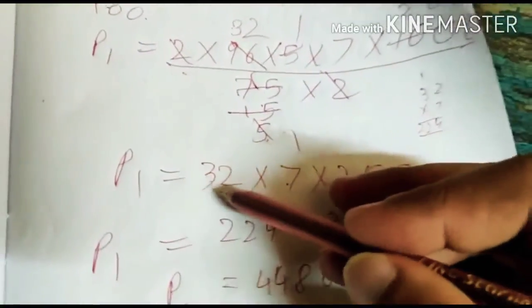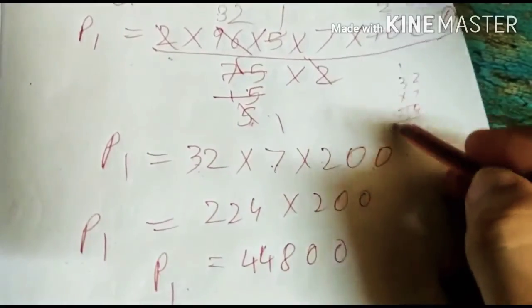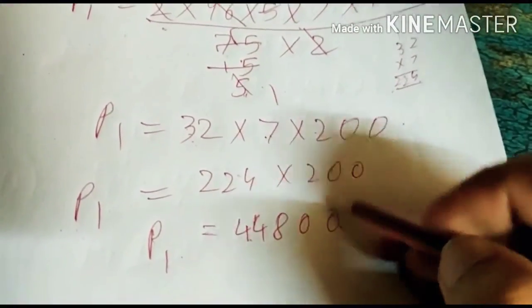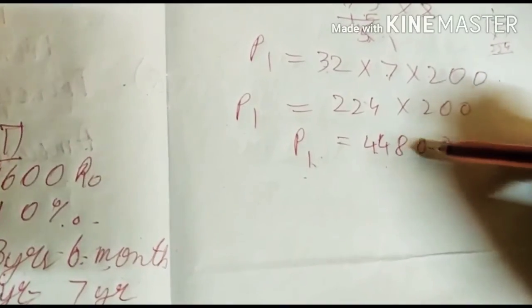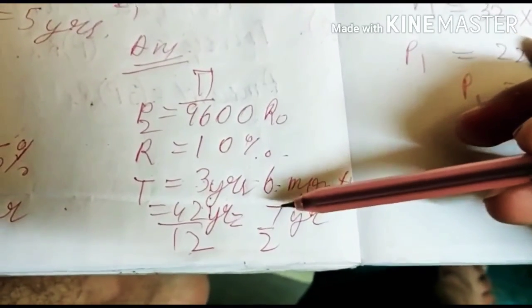So principal 1 is equal to 32 into 7 into 200. So 32 into 7 is 224. 224 into 200 is this. So our principal on the first is 44800. When we calculate interest on this, the interest will be double the interest calculated on this. Clear?